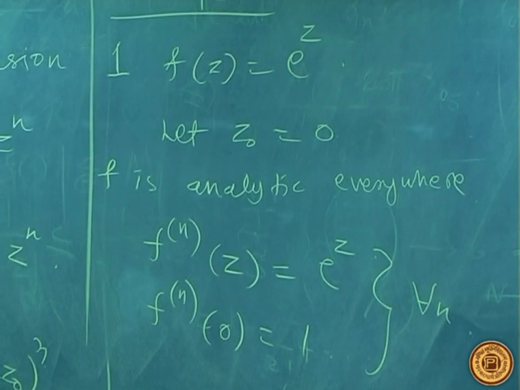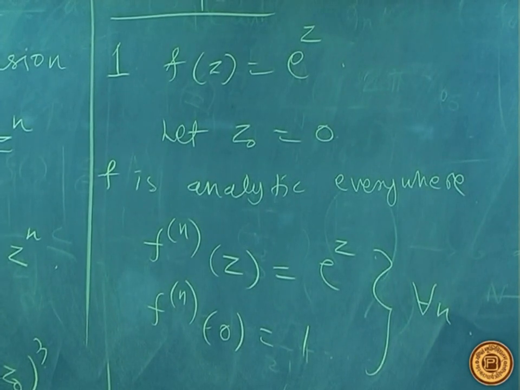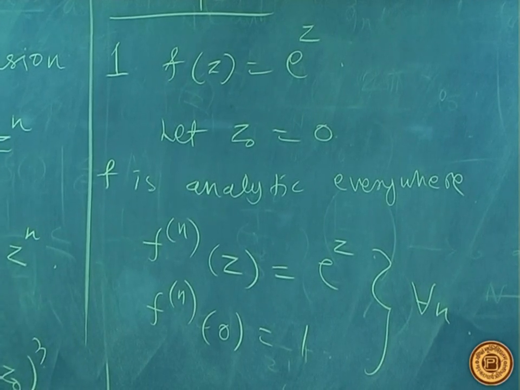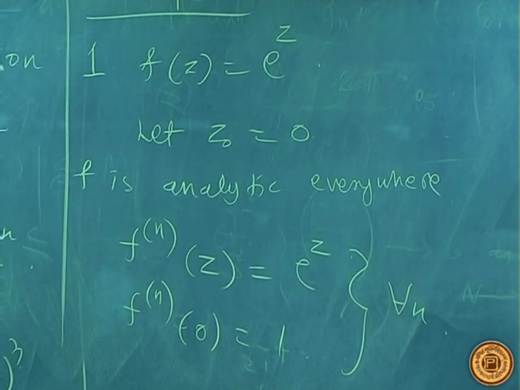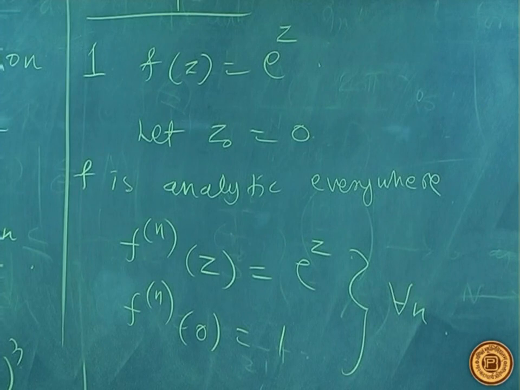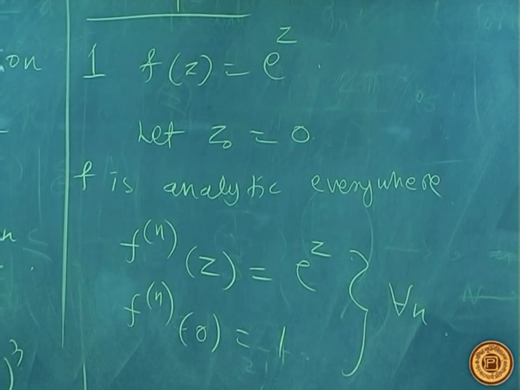Now substitute in the formula for the Taylor series, that is the nth derivative, so this formula. Now substitute here. So e to the power z, see this formula. Now the nth derivative is 1. So 1 upon n factorial, z to the power n.